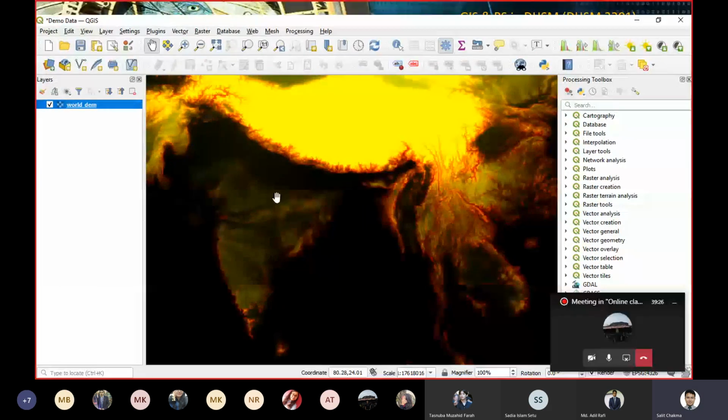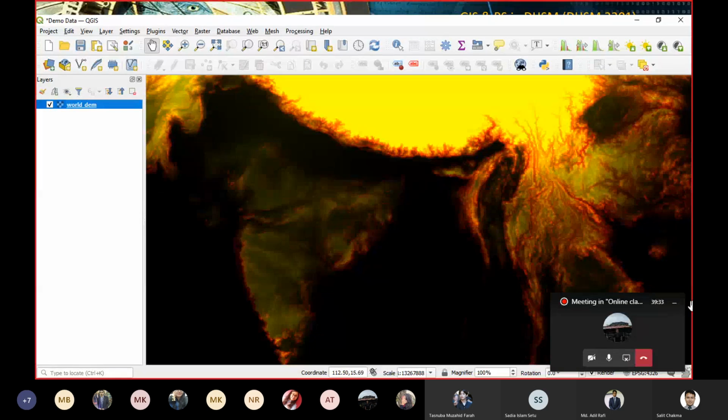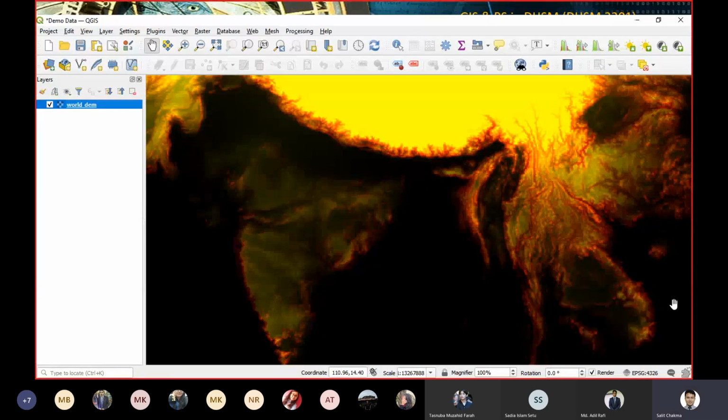So do you see my QGIS? Yes, sir. Okay, and guess what is this location? So this is the Indian subcontinent. And what is this? So this is Bangladesh, right? Do you realize that Bangladesh is completely black? Yes, sir. Why?